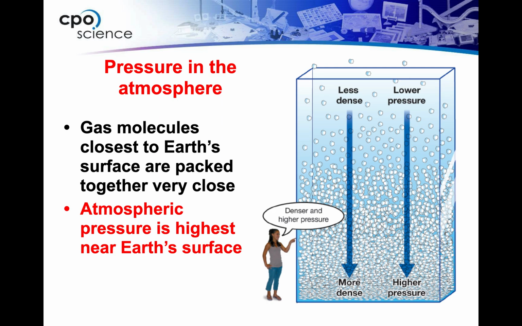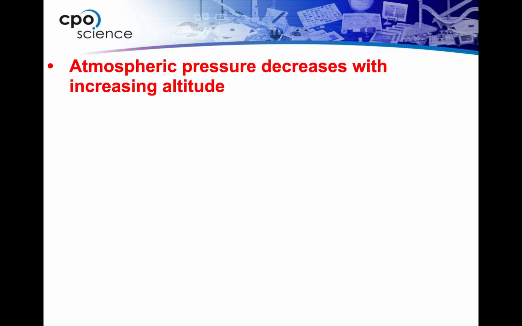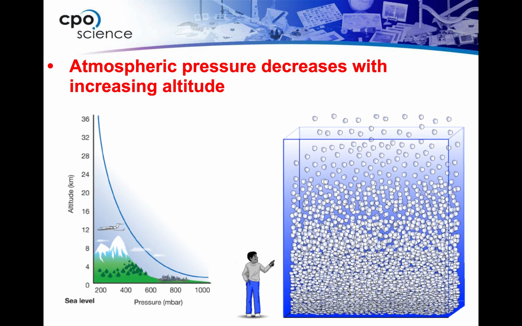However, if you look at density, the density of the air molecules, they are less dense farther away from the Earth, and more dense closest to the Earth. So atmospheric pressure decreases with increasing altitude. Altitude is how far we are above sea level.